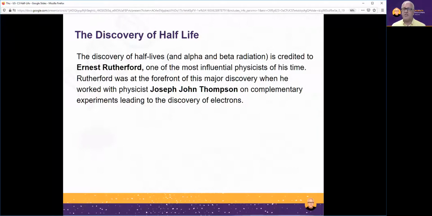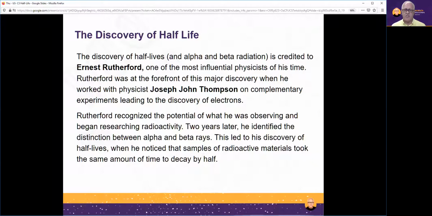Now let's talk about the discovery of the half-life. The discovery of half-lives in alpha and beta radiation, as you recall, is credited to Ernest Rutherford. He was one of the most influential physicists of his time. Rutherford was at the forefront of this major discovery when he worked with physicist Joseph John Thomson, also known as J.J. Thomson, on complementary experiments leading to the discovery of electrons.